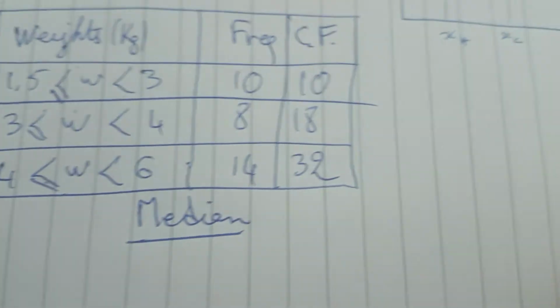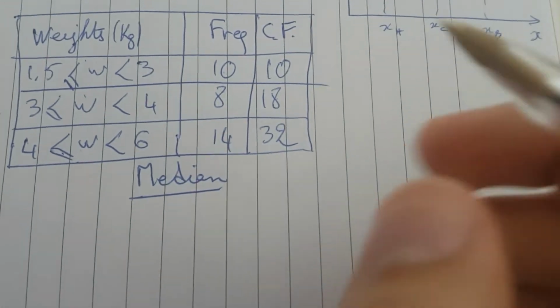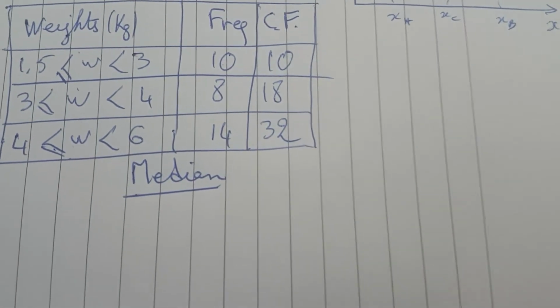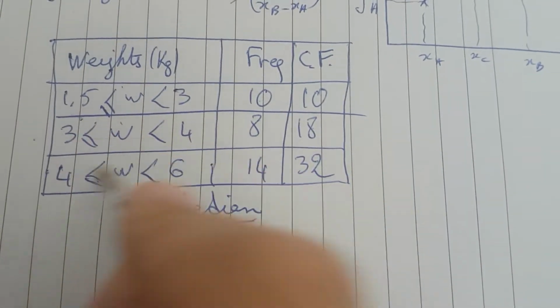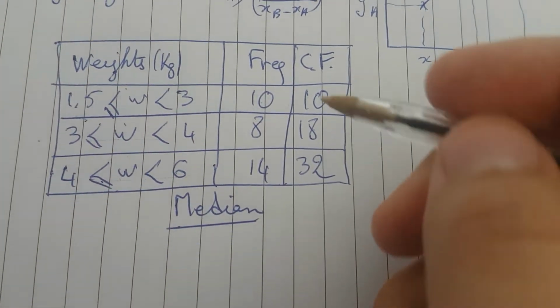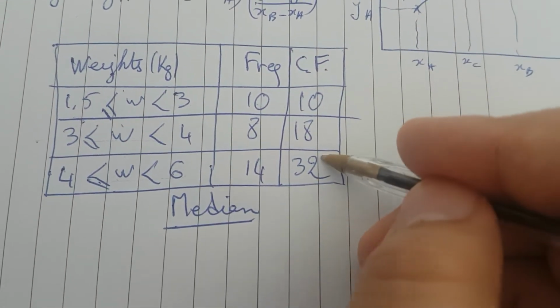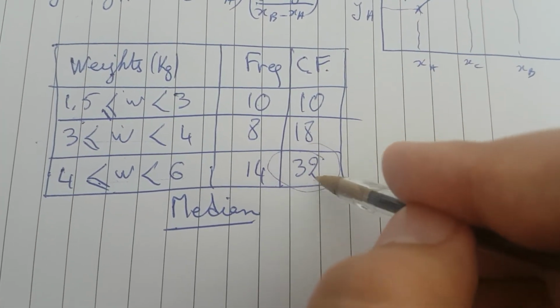Okay, the question is find the median. To find the median, the first thing we need is the median class interval. The median class interval is one of those, this or this or this. How do we find it? We take the cumulative frequency, this one, so the total.